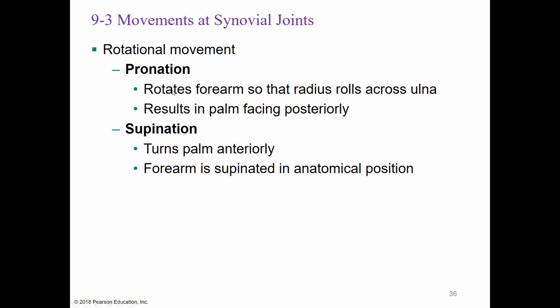Pronation is when we rotate our forearm so that the radius rolls across the ulna where the palm is facing posteriorly. So we would be starting in the anatomical position, and then rotating our forearm so that the radius goes across the ulna and our palm is now facing posterior or towards the back. Supination is turning the palm anteriorly or towards the front. When you stand in the anatomical position, your forearm is supinated.